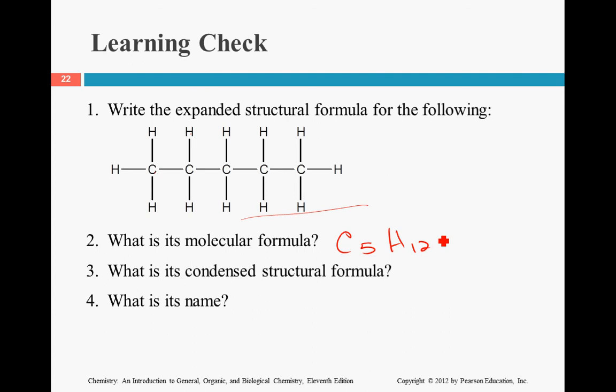Condensed structure, we're going to take this expanded structure and convert it down and take away all those lines for the hydrogen. So the first carbon has 3 hydrogens. The next carbon has 2 more hydrogens. The next carbon has 2 more. Next carbon has 2 more. And then the last carbon has 3 hydrogens. And that would be the condensed formula. So if we're looking at this, 1, 2, 3, 4, 5 carbons. 5 carbons, 5 is pent. So that means that formula name is pentane.